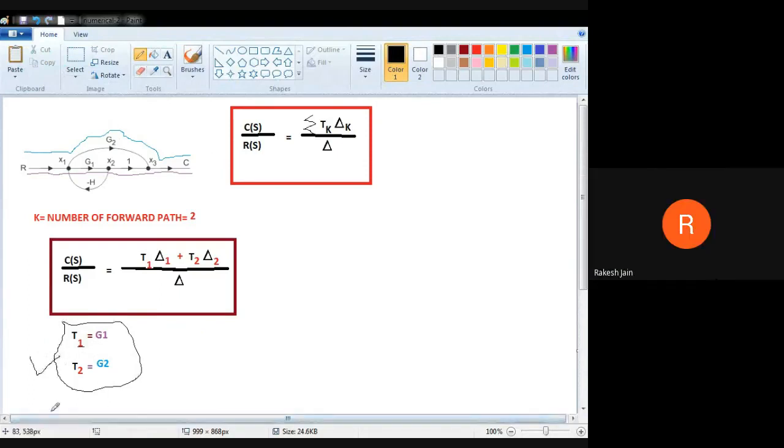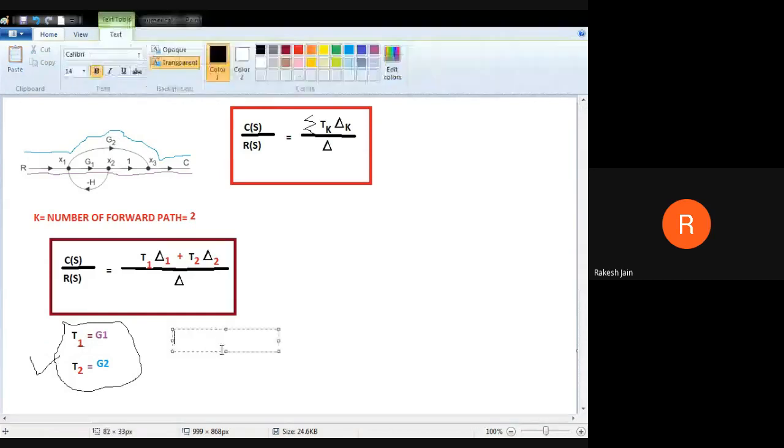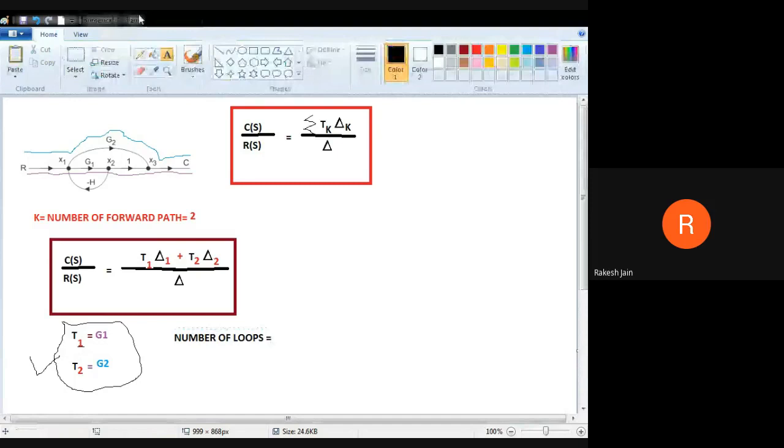Okay, so once you find them, just encircle them, so you will understand that these are one part of my answer which I found right. Okay, so T1 and T2 I found. Now what is next step? The next step is find out the number of loops.